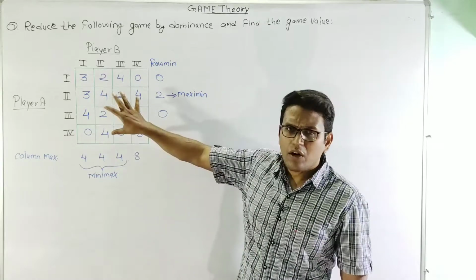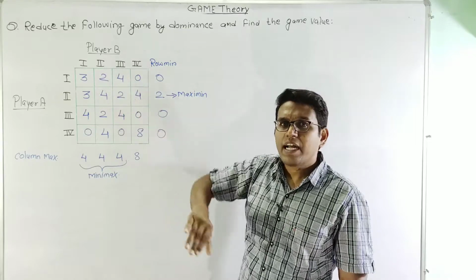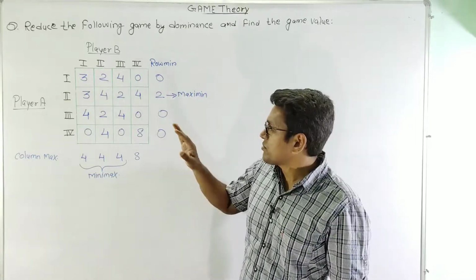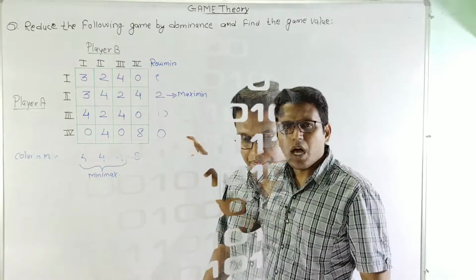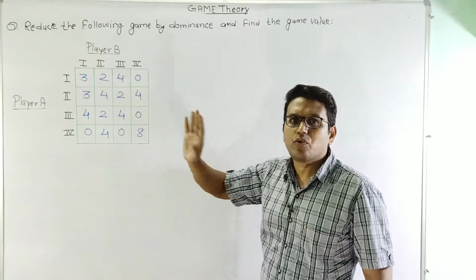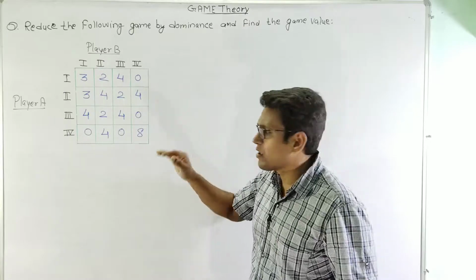Now as we know that there is no saddle point in this matrix, we will try to reduce this matrix using the dominance rule. So let us move ahead, and before that, let me clean this. So now let us compare the rows and columns to find the dominance in this particular matrix. So let us first compare the rows.